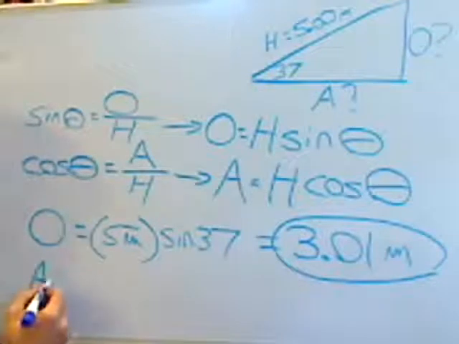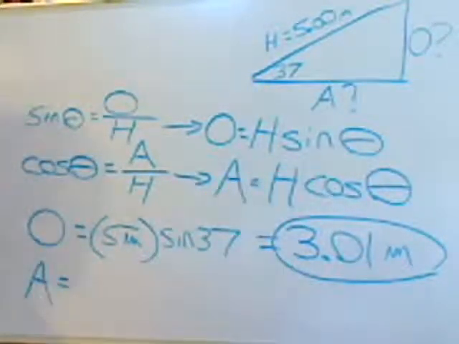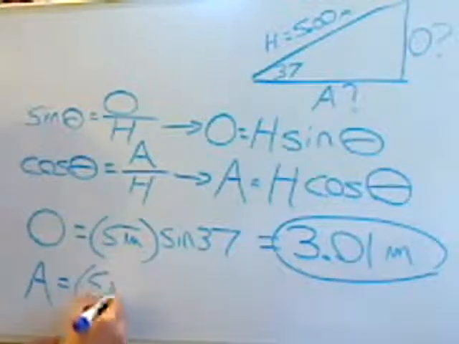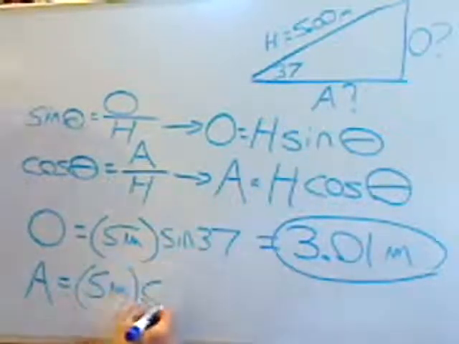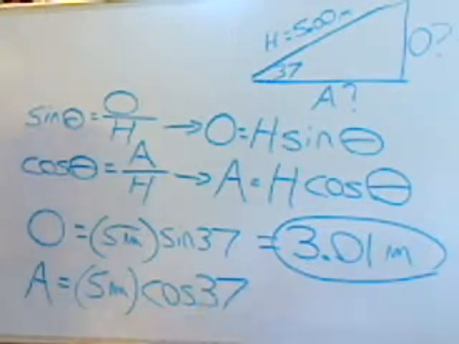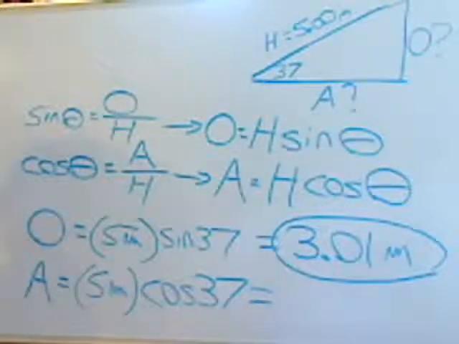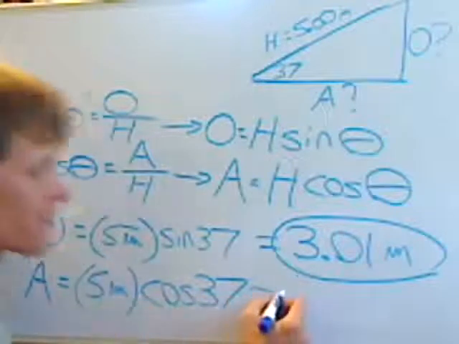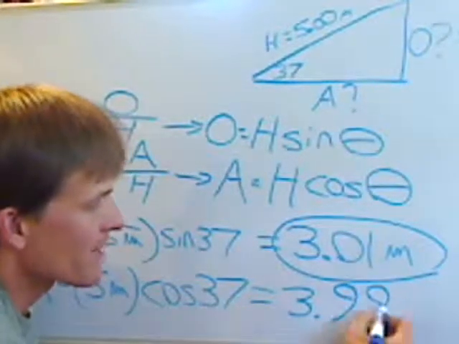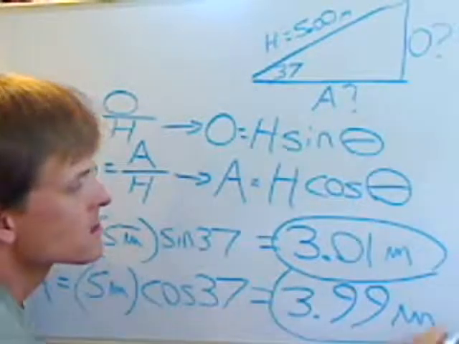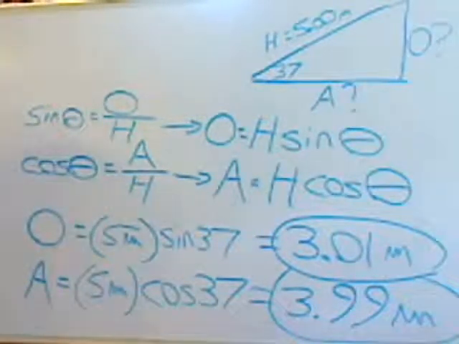Same thing for the adjacent side. The adjacent side is h times cosine theta. So 5 meters for the hypotenuse times the cosine of 37. Okay, so you do 37 cosine on your calculator, making sure you're in degree mode again. Multiply it by 5. So 37 cosine is the number 0.7986. So we multiply that by 5, and we get the number 3.99 meters. Okay, so there's the adjacent length of that triangle.